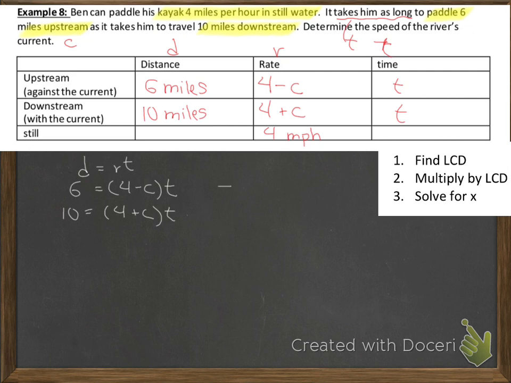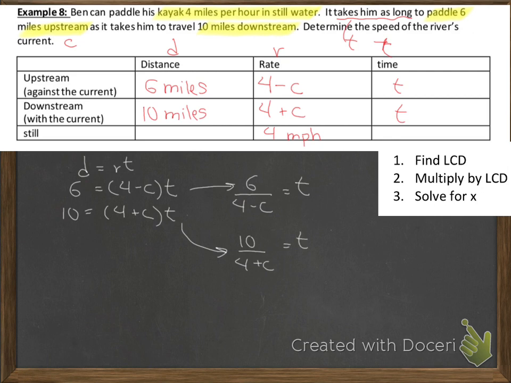I myself personally am going to solve both equations for t. Because remember, I don't really care about t. I'm not asked to find t. I care about c. So what I did here is I divided both sides by 4 - c, isolating that variable. I'm going to do the same thing with this equation: 10 divided by 4 + c is equal to t.